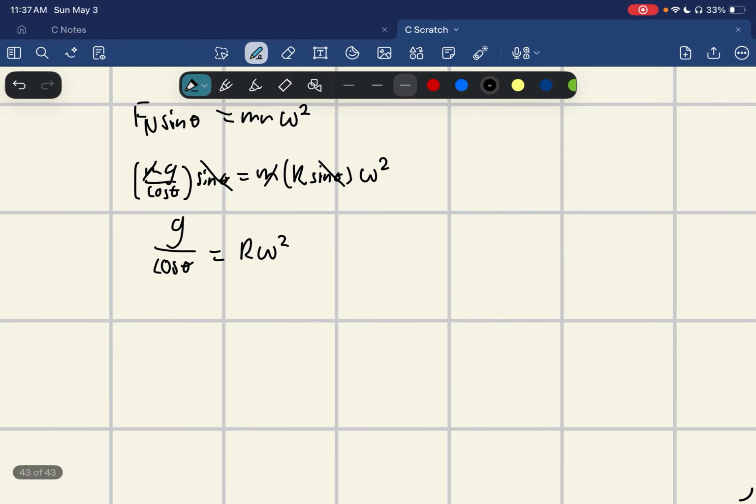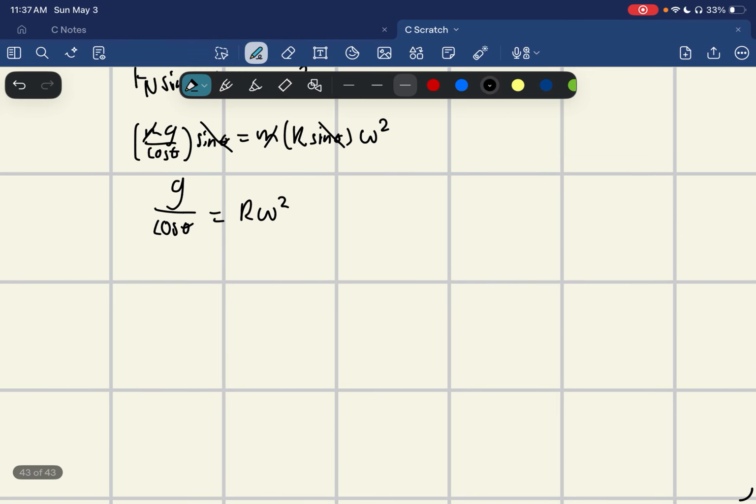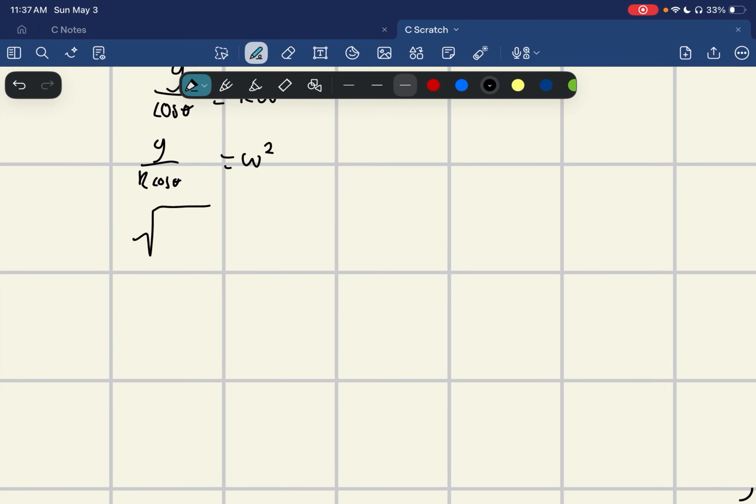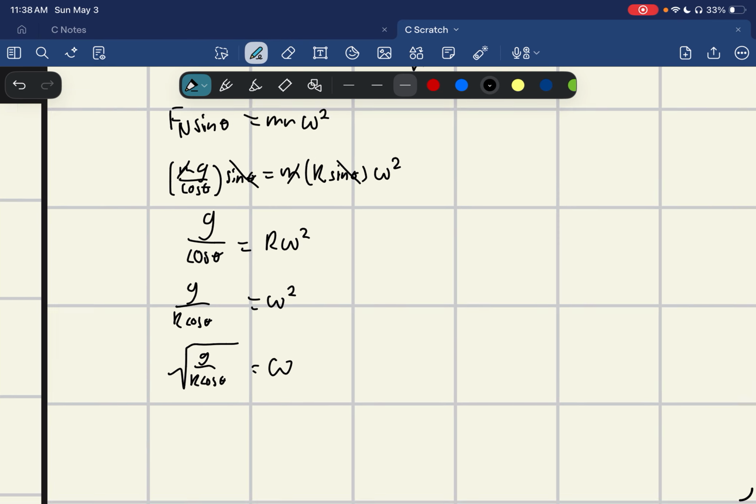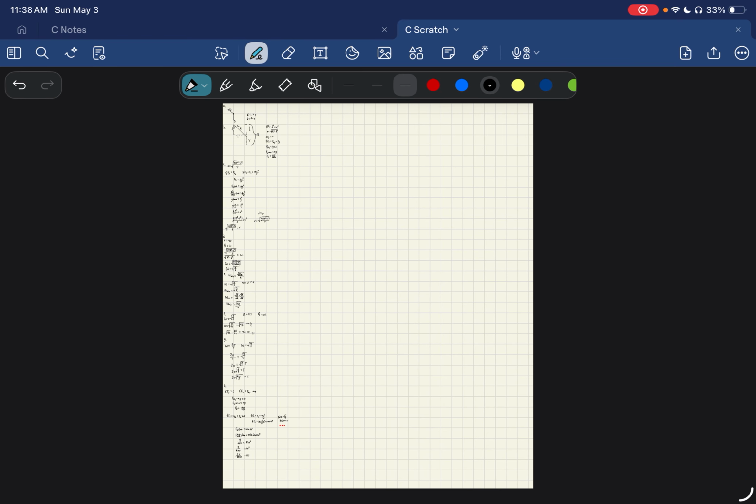And then we can just divide by R, so it'd be g all over big R cosine theta is equal to omega squared, and then take the radical of both sides to solve for omega. So omega is equal to rad g over R cosine theta. And that was part H, and that is FRQ number 4.